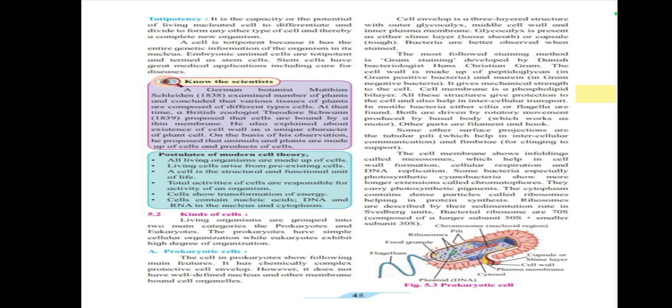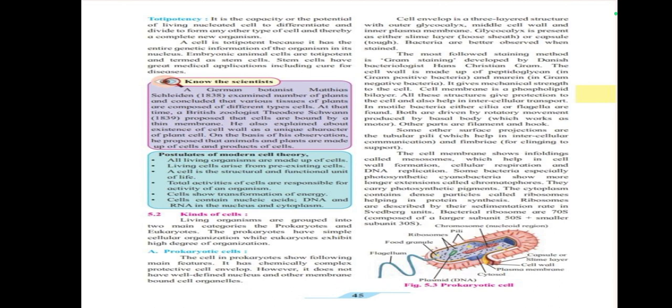Kinds of cells. Living organisms are grouped into two main categories, the prokaryotes and eukaryotes. The prokaryotes have simple cellular organization, while eukaryotes exhibit a high degree of organization. Prokaryotic cells. The cells in prokaryotes show the following main features. They are chemically complex, and do not have a well-defined nucleus and other membrane-bound cell organelles.